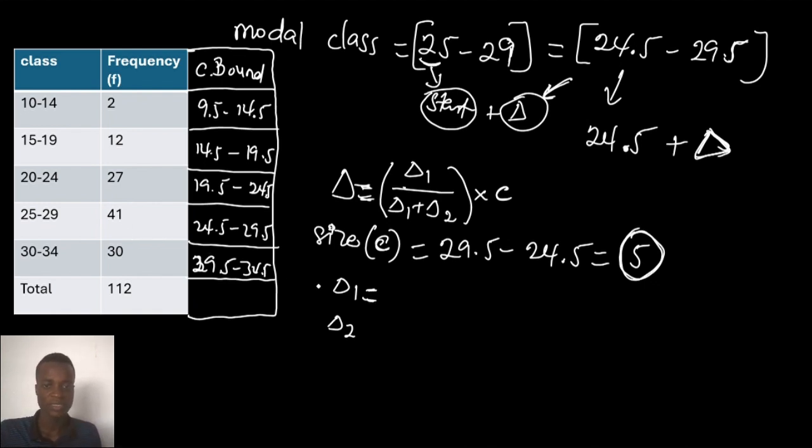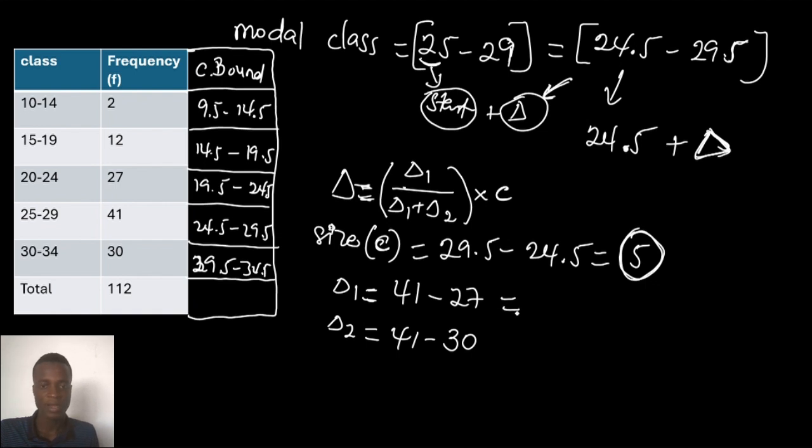This is the frequency, right? Our frequency 41 minus the lower class, the class before the modal class. We have 41. The frequency of the class before is 27. Then if you are doing theta 2, it is the opposite: 41 minus the class after. The frequency of the class after is 30. That's what we basically do.